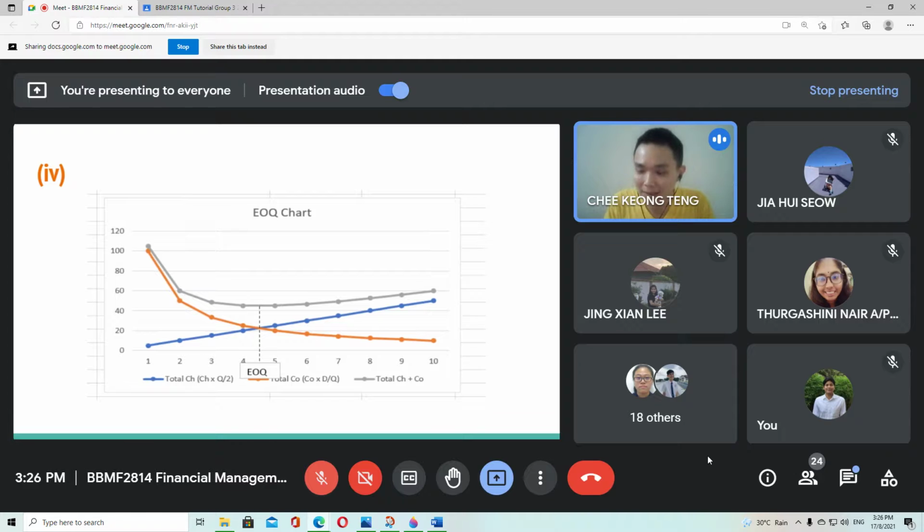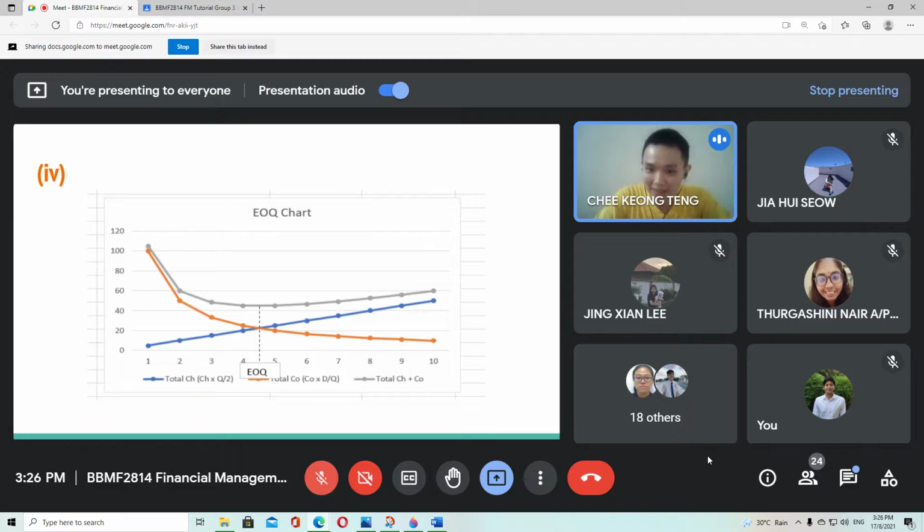But the last part, the toughest part, will be why the gray color one, the total cost, when you add the two together, will drop first and then after that increase back. Any idea? I want to listen to your opinion on that. Why? Understand my question, okay? In the exam, if I ask you like that, you must explain why the total cost, the combined CH and CO, will drop first and then increase back, and the lowest point, the interception, will be the EOQ.